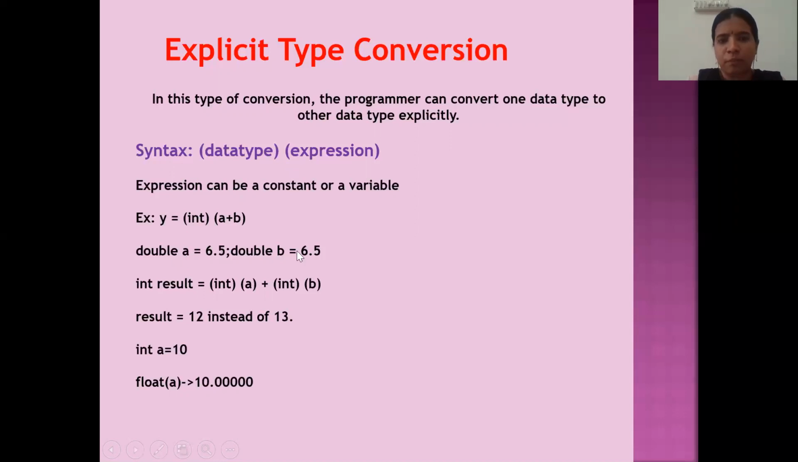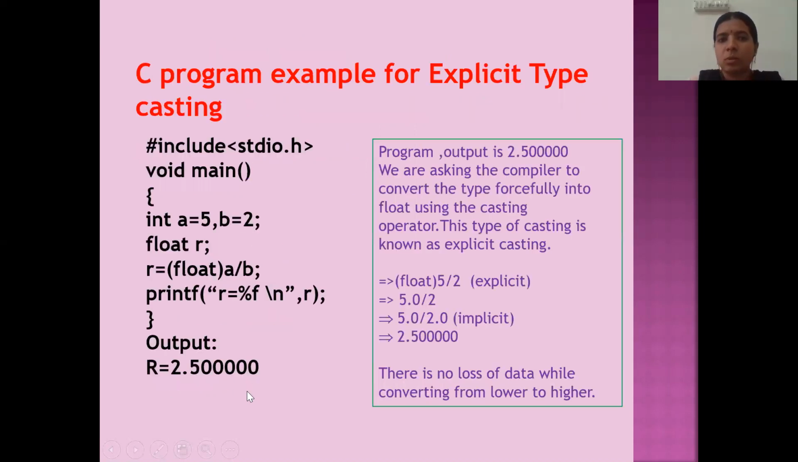So let us take up an example here. Double A is equal to 6.5, double B is equal to 6.5. I just wrote int of A plus int of B. Int of A makes 6.5 into 6 and int of B makes 6.5 into 6. So therefore the answer is 12 instead of 13. And when I want to float an integer, temporarily convert an integer to float, then it becomes 10.000. So these are forced conversions. The programmer does it when he has some work with it.